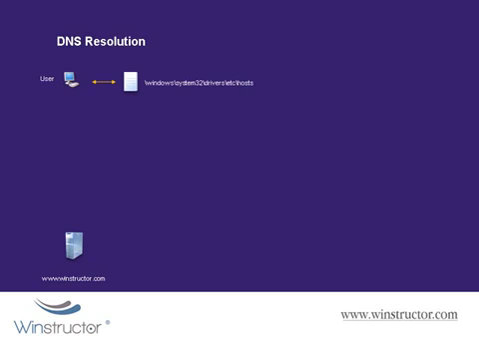So the first thing the client's going to do is to check a local text file on its hard drive called the host file. This file is simply an ASCII text file that stores only A or host records. If the address for the Winstructor website is found, the client will go to the website directly, and that's the end of DNS resolution.